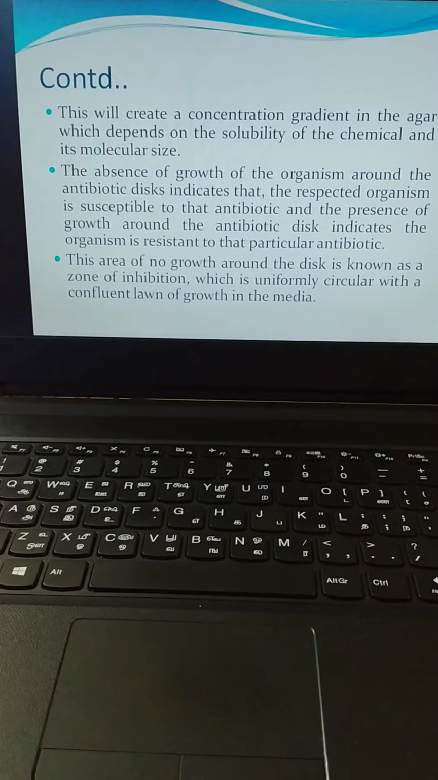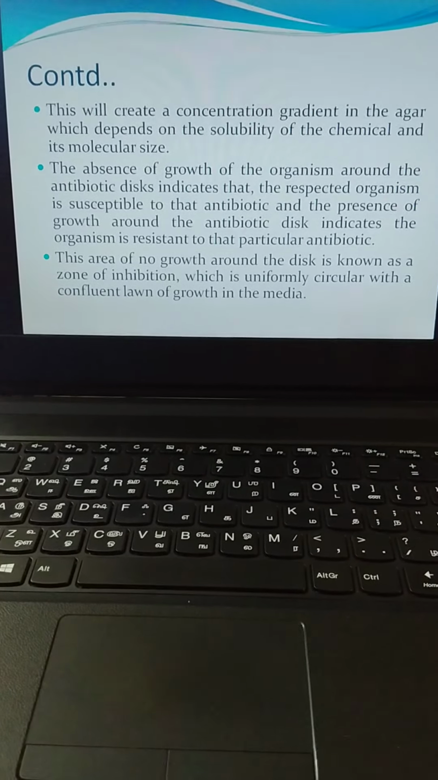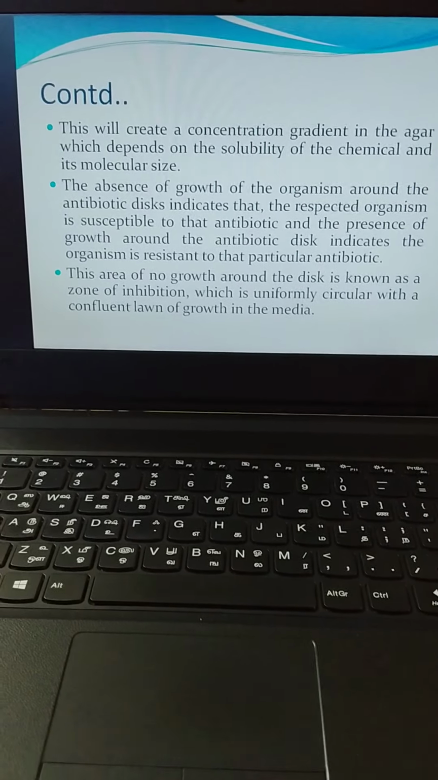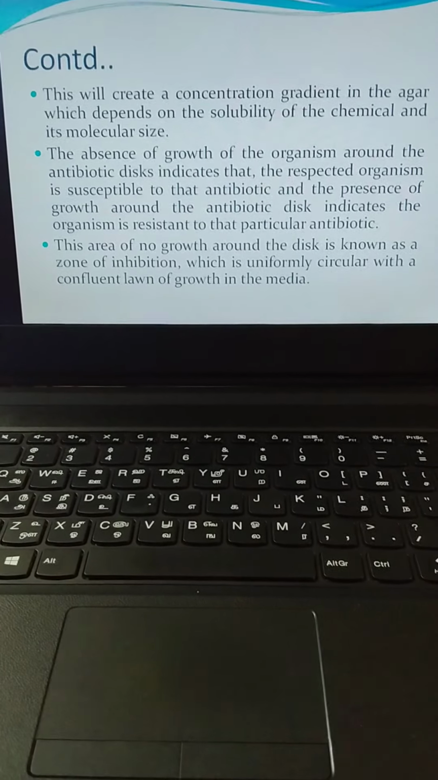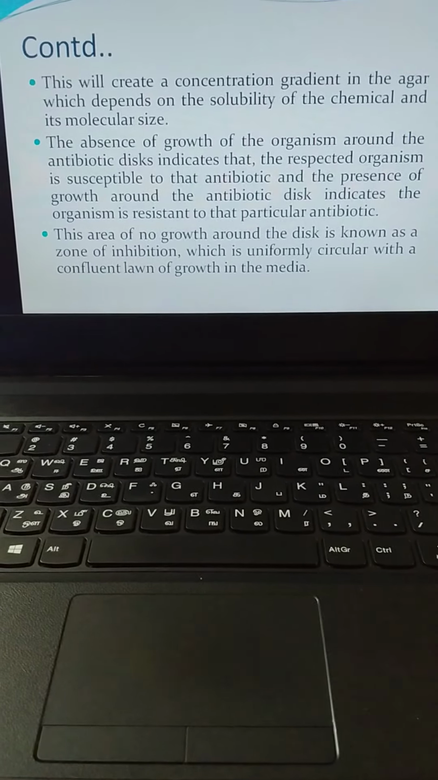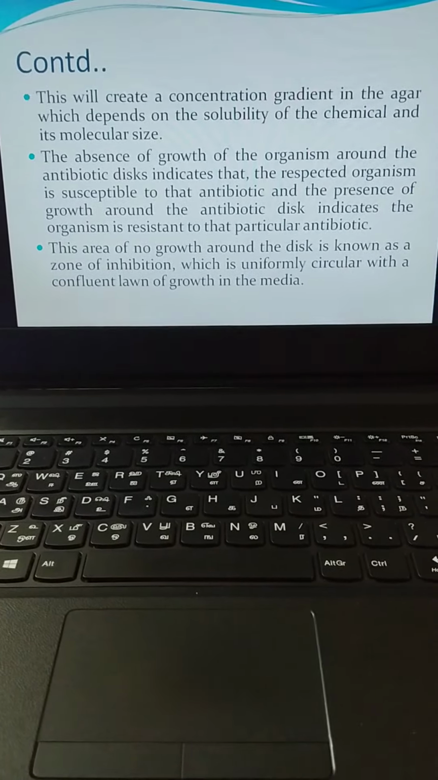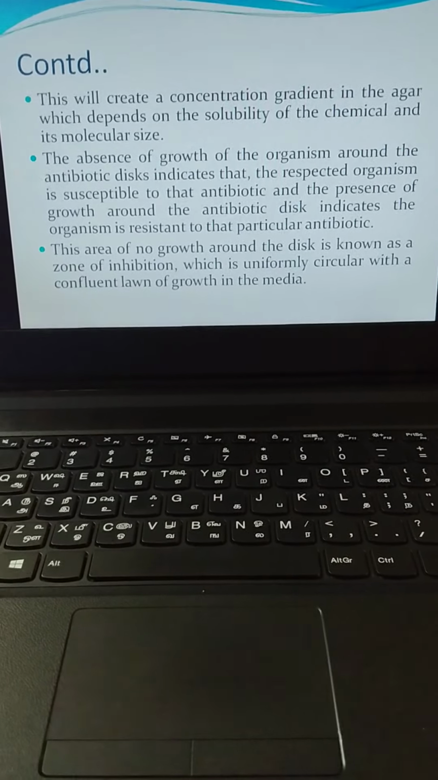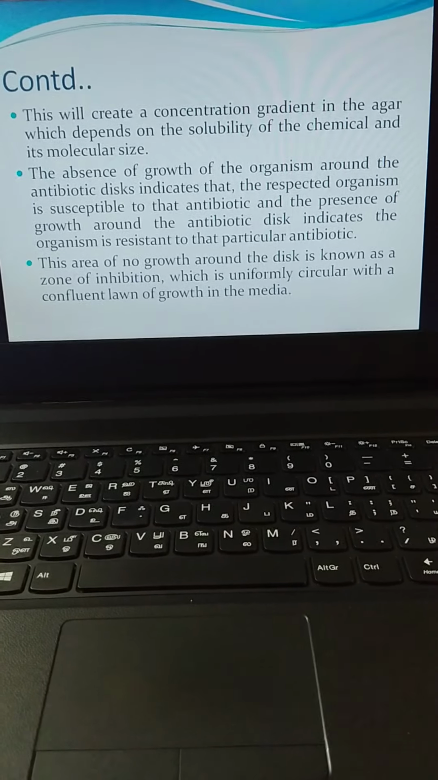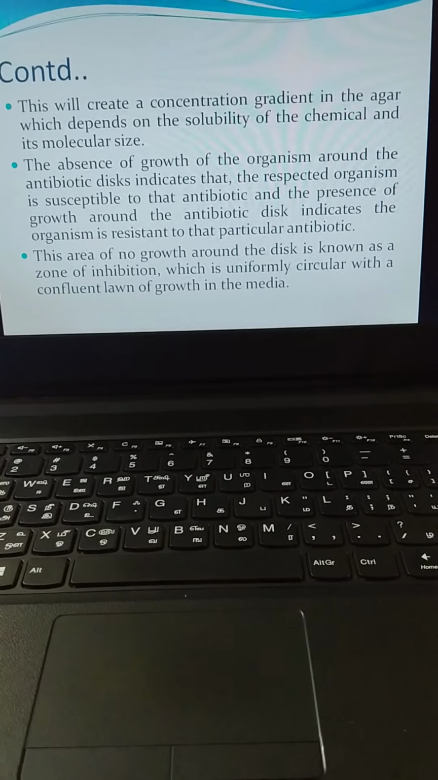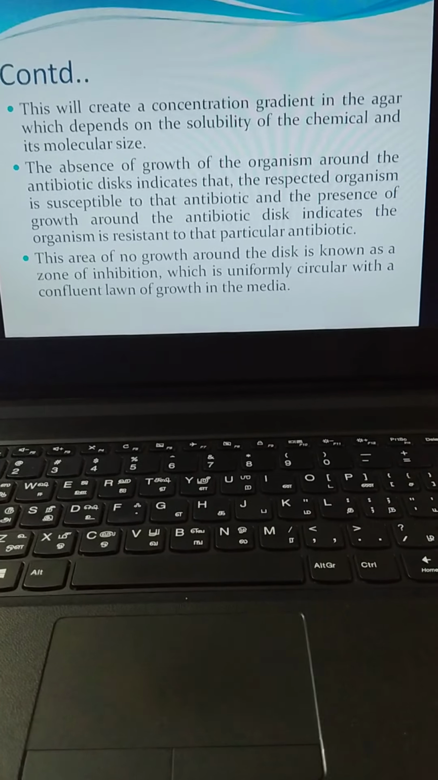The absence of growth of microorganisms around the antibiotic disc indicates that the organism is susceptible to that particular antibiotic, and the presence of growth around the antibiotic disc indicates that the organism is resistant to that antibiotic. I'll repeat: if there is no growth of the organism around the antibiotic disc, the organism is susceptible to the antibiotic, and the presence of growth around the disc indicates the organism is resistant.